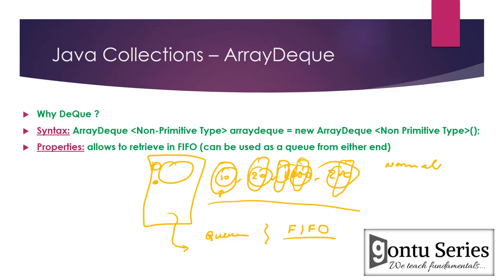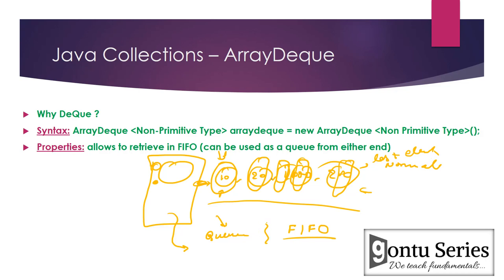Now you can use an ArrayDeque as a queue not from one side. You can use it from either side. Now what does it mean? It means you can specify that you want to use it like a queue from this side or from this side. So this is the first element and this is the last element, right?